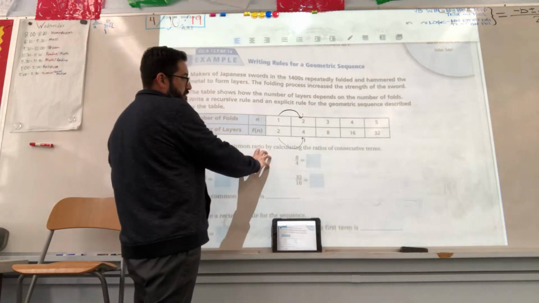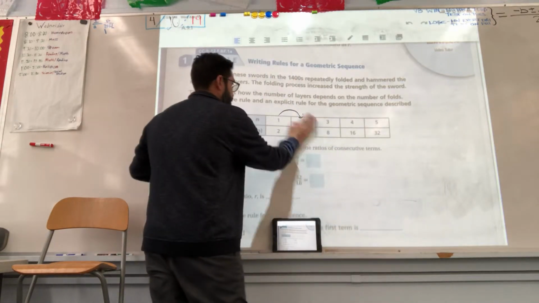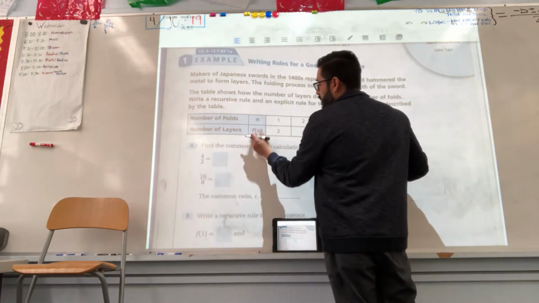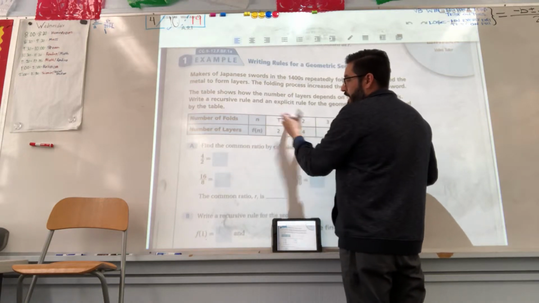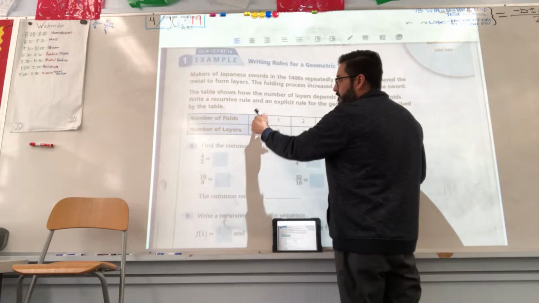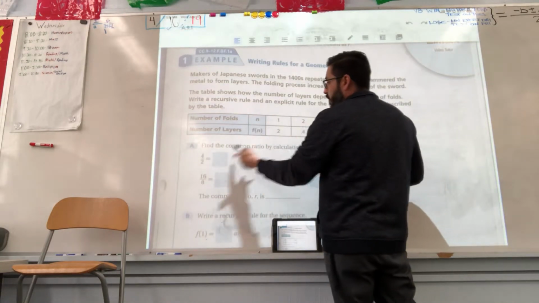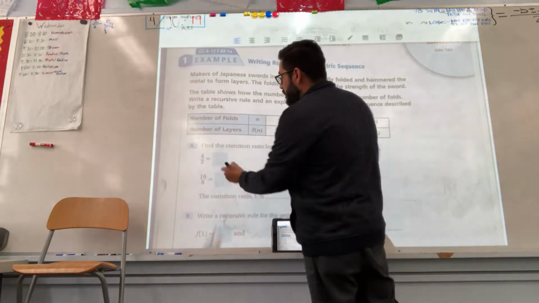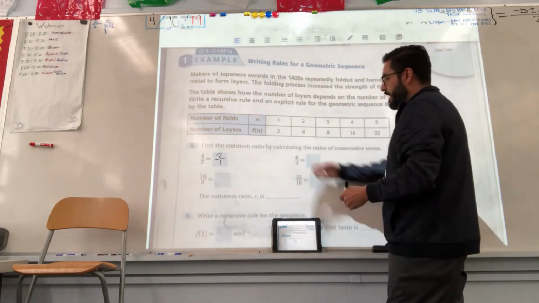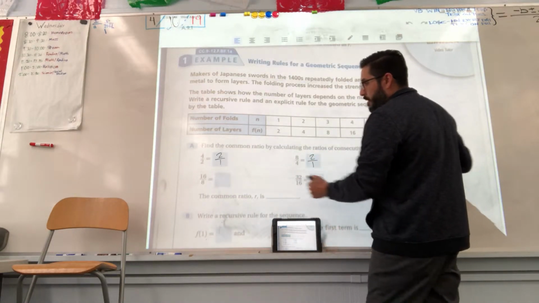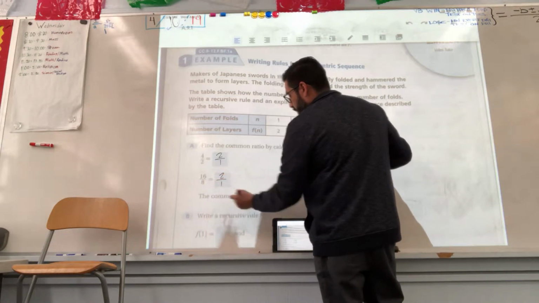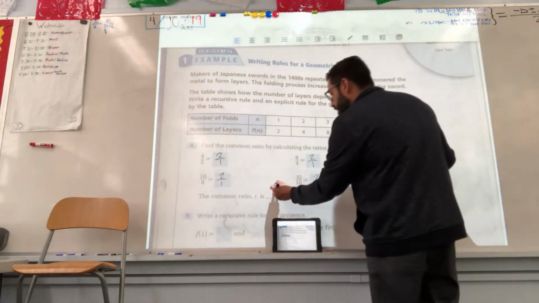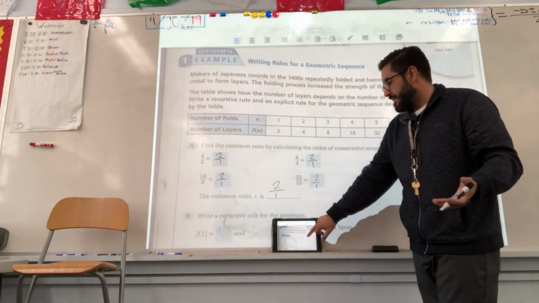So we need to find the common ratio by calculating the ratio of consecutive terms. So we have 4 over 2. We always want to put our y over our x, or function of n over n, whatever that letter is. So we're going to put 4 over 2, and that equals 2. And then 8 over 4, let's simplify, that reduces to 2 over 1. 16 over 8 goes to 2 over 1. And then 32 over 16 gives us a ratio of 2 over 1. So the common ratio, r, is 2 over 1. Easy peasy.